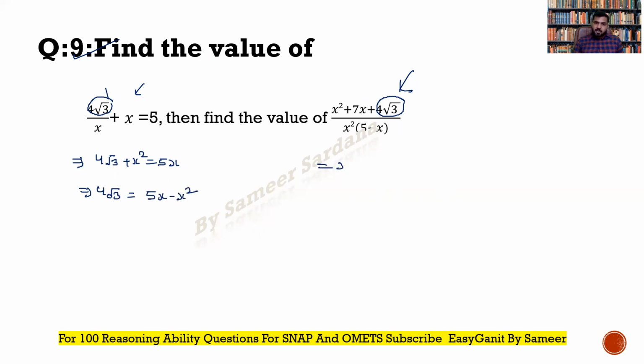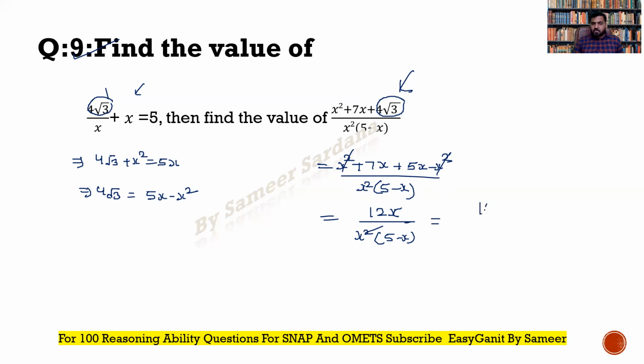Now put this value. Now this expression would be x square plus 7x. Now 4 root 3 is 5x minus x square divided by, this is x square into (5 minus x). What you can do is, you can see that x square will get cancelled. And finally, you'll be having 12x upon x square into (5 minus x). This will get cancelled. Finally, I'll be having this expression. This is equal to 12 upon x into (5 minus x).